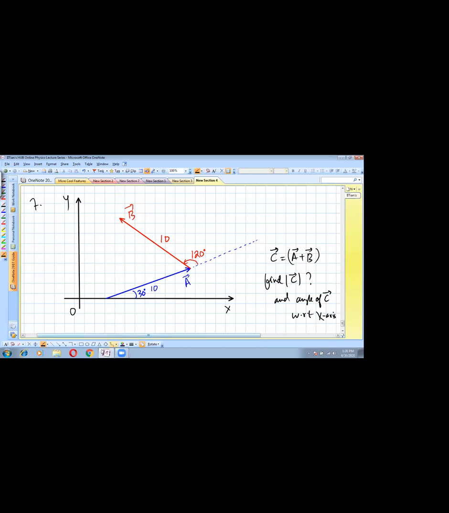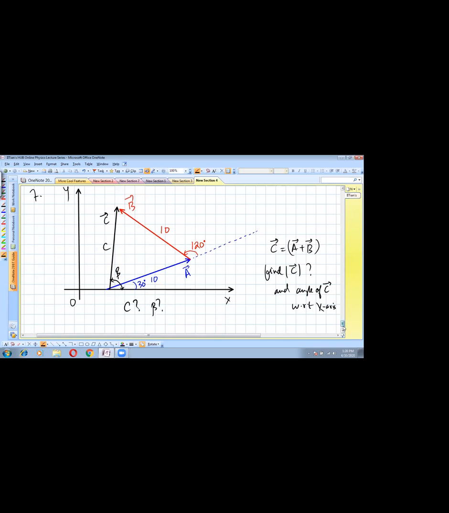So in the diagram, what does that mean? That in the diagram, it means that my vector C would be lying here from the base of A to the tip of B. So it would be lying something like this. And I have to find out what this magnitude is, and I have to find out what this angle is, this total angle. Suppose this is some angle beta. I have to find C and I have to find beta. Okay.